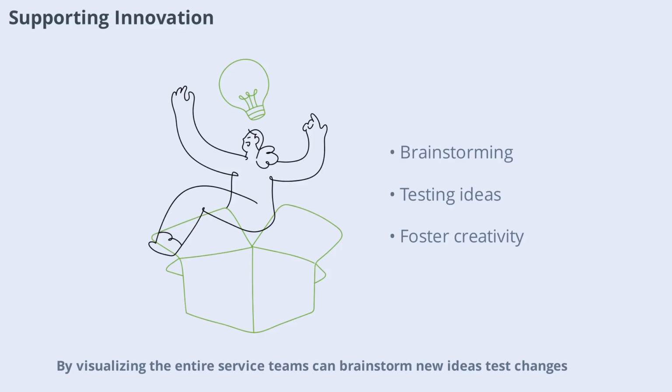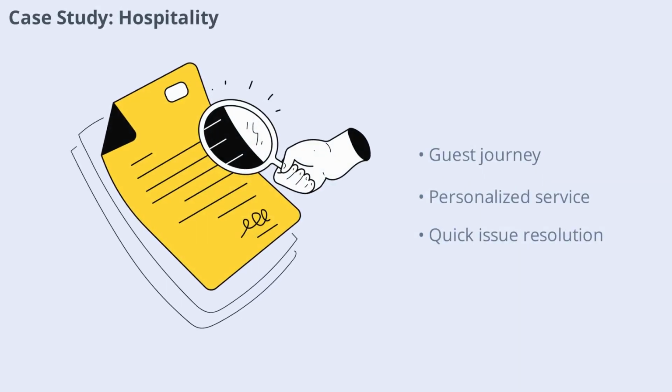By visualizing the entire service, teams can brainstorm new ideas, test changes, and experiment with different approaches. This fosters a culture of creativity and continuous improvement. Let's look at a real-world example.